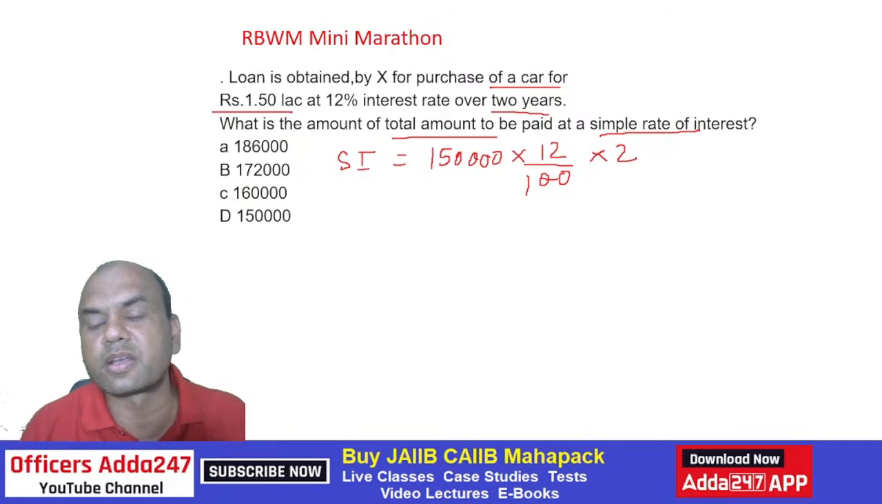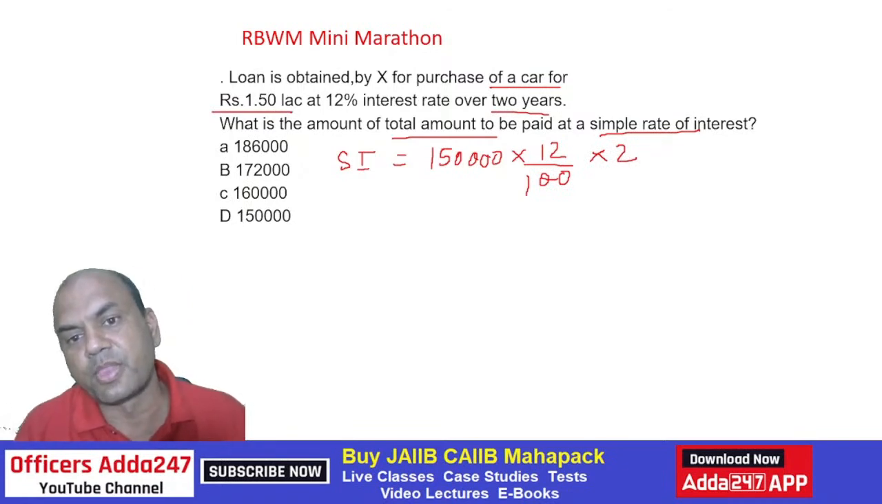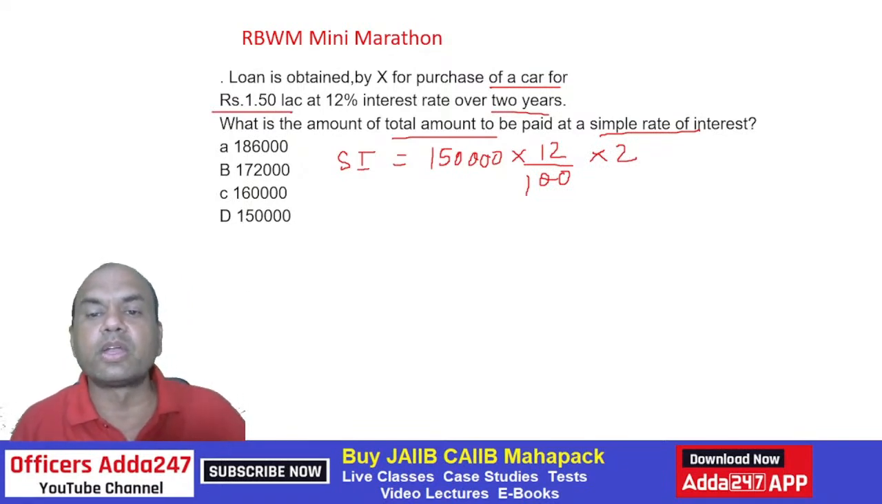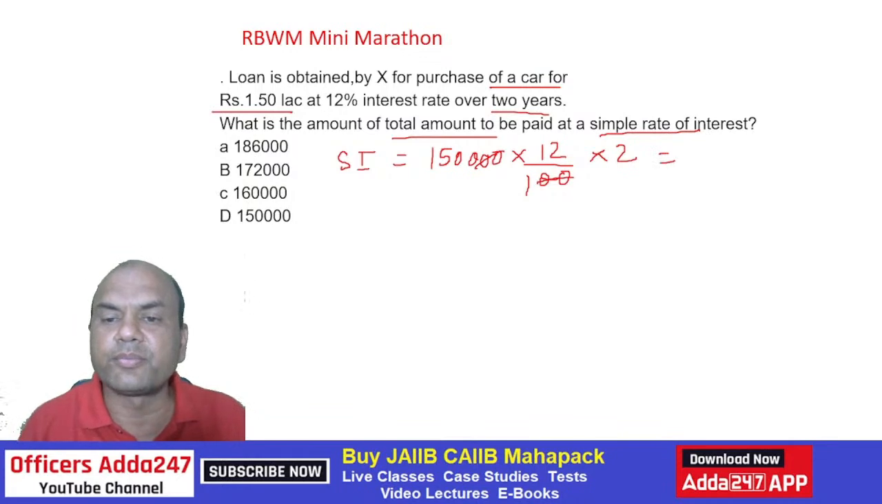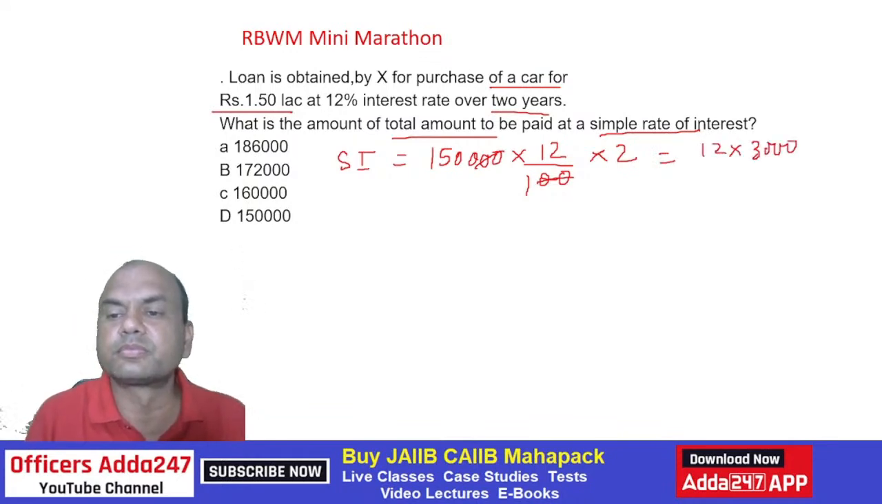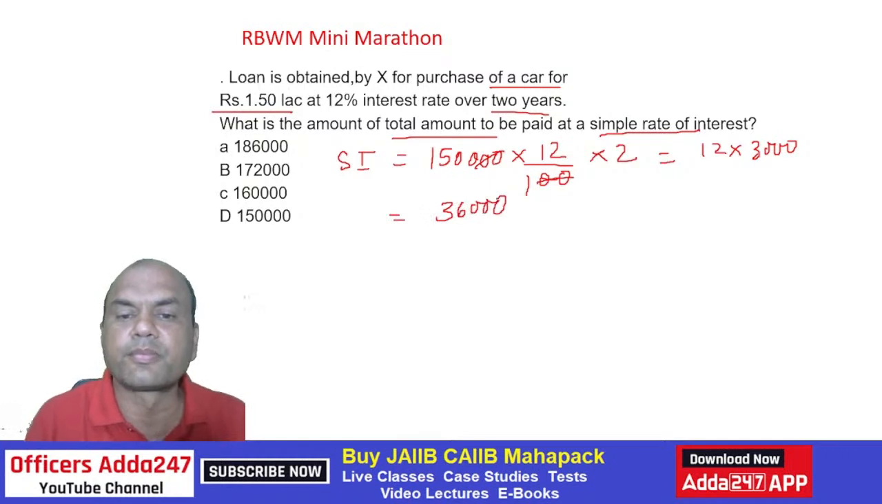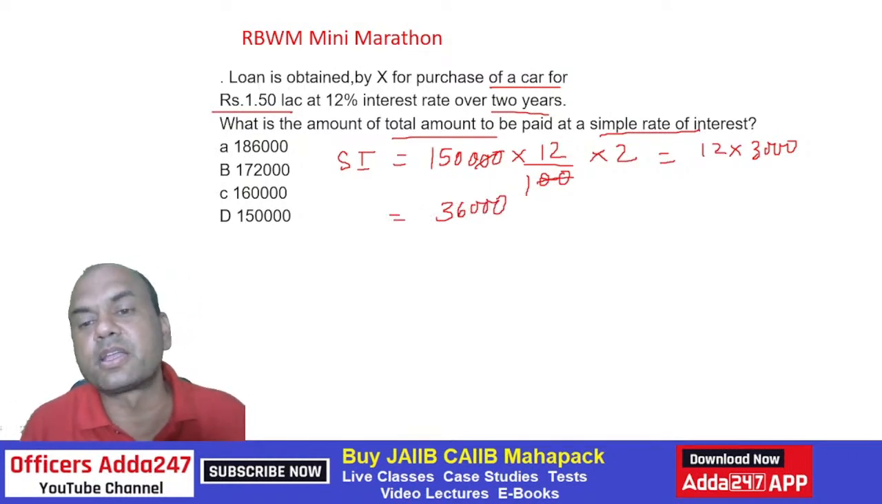Now it is for 2 years, right? So 12 into 24 into 15. Do it everyone. So 1500 into 2, that is 3000. Okay. 12 into 3000. 12 3s are 36. Right? 36. So 36,000 is the simple interest for 2 years.